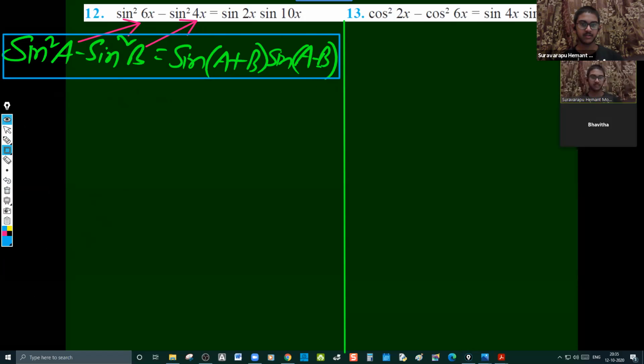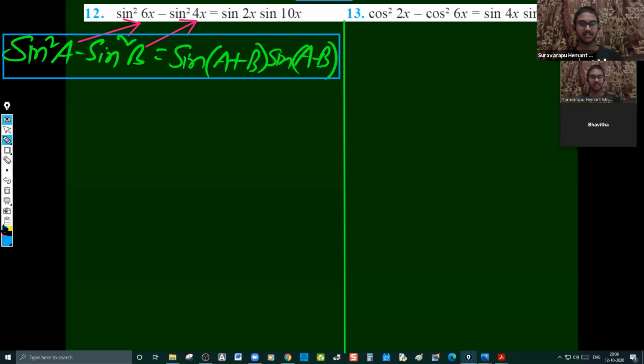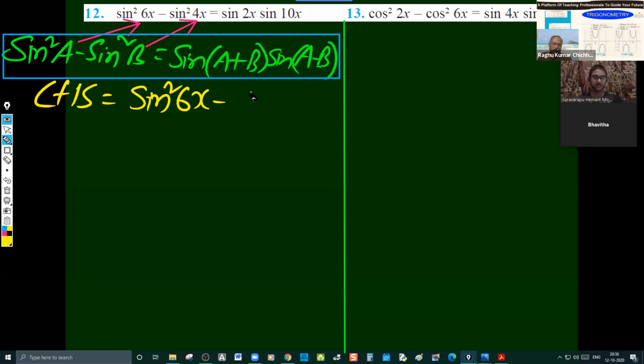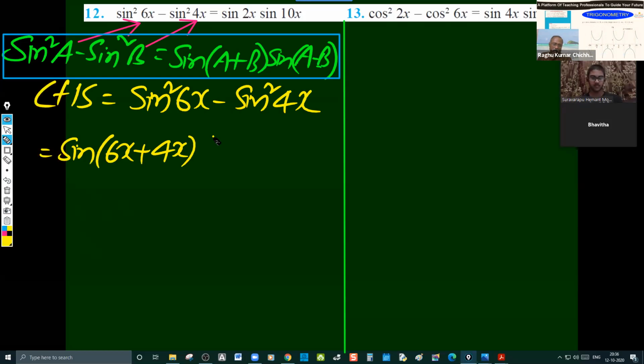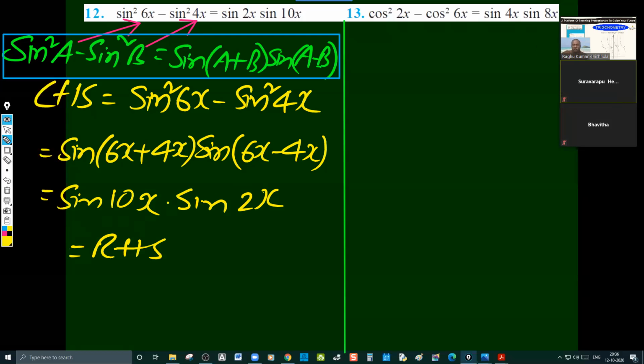So it will be sine of 6 plus 4 into sine of 6 minus 4. No, you're forgetting x there. X is there. Oh, sorry, 6x minus 4x and 6x plus 4x. So your LHS here is sine square 6x minus sine square 4x. In place of a, you have 6x. In place of b, you have 4x. So what is sine of (a plus b)? Sine 10x into sine 2x, which is equal to RHS. That's it. It's proved, please.